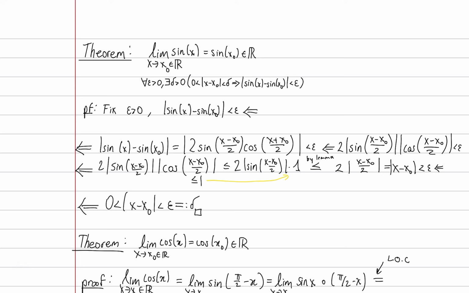So, theorem actually. The limit as x approaches x naught, a real number, of sine of x is equal to sine of x naught, which is also a real number.